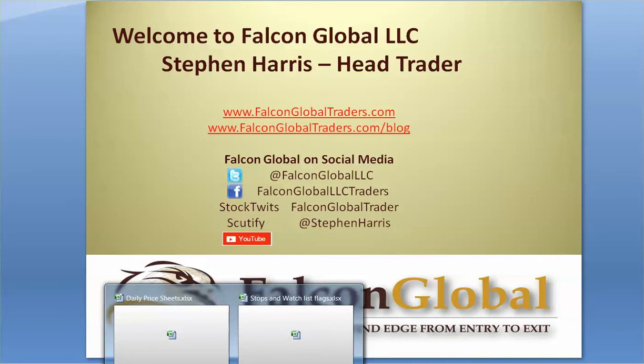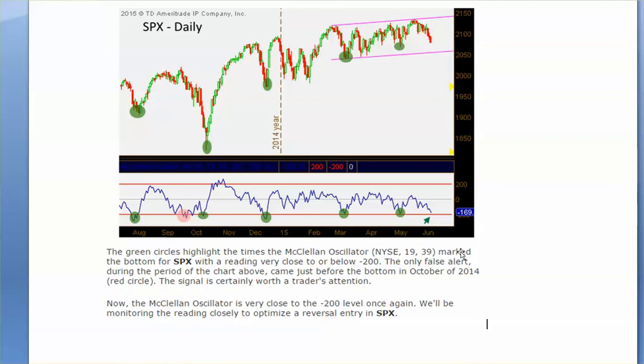Next, I want to take you to this chart right here from our friends at Shadow Trader. Note the green circles. They highlight the times the McClellan Oscillator marked the bottom for the SPX with a reading very close to or below minus 200. The only false alert during the period on the chart above came just before the bottom in October of 2014. You see it in the red circle here. The signal is certainly worth traders' attention.